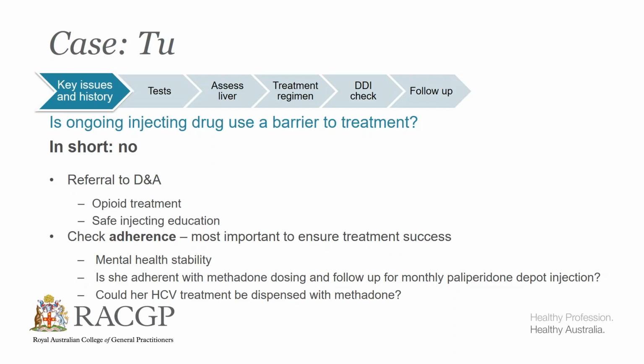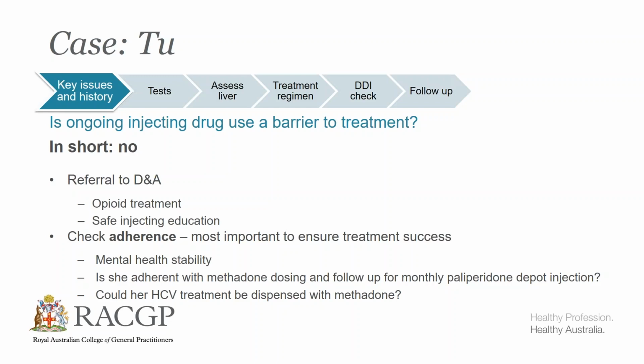We see people with combined mental health and drug use issues, and social risks and things like that can come along with those. The risk of reinfection and of missing doses are important to consider, but you can enlist the help of caseworkers and other supports. So it's important that safe injecting education is given, that there is drug and alcohol support, and making sure that there is good adherence to ensure the best treatment success in somebody like this.